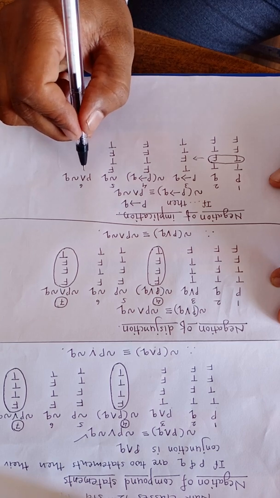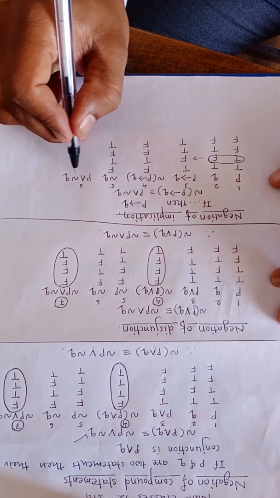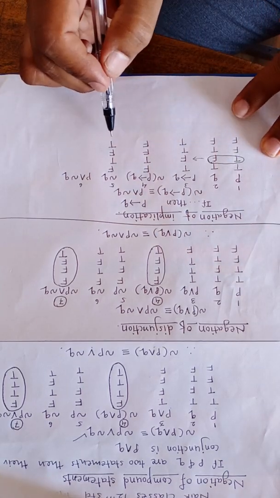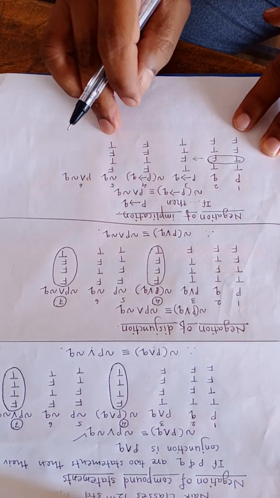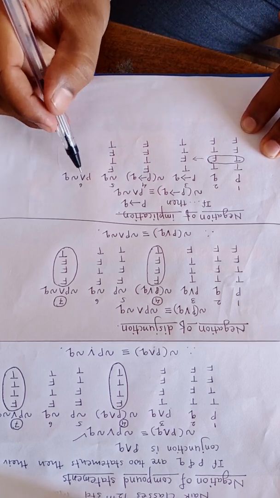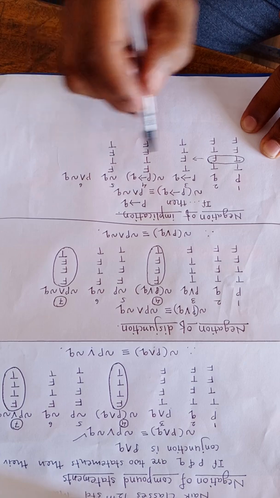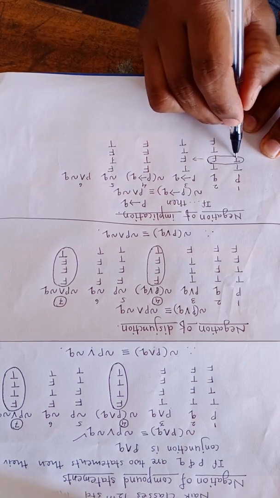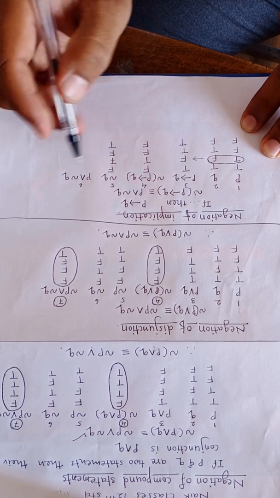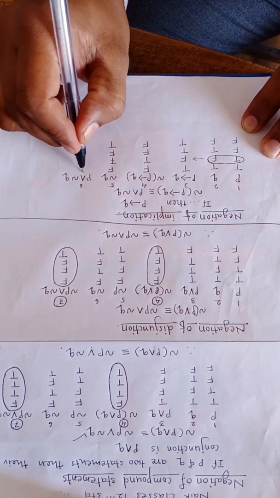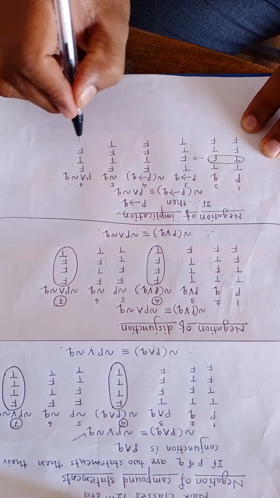Now, we have to make conjunction of P and negation Q. So we have to see column number 1 and column number 5, and we have to take the conjunction of these two. And what is the rule for conjunction? If both the statements are true, then true, otherwise it is taken to be false. Now see here P is true, negation Q is true, so the conjunction is true. In all other cases, it is taken to be false.